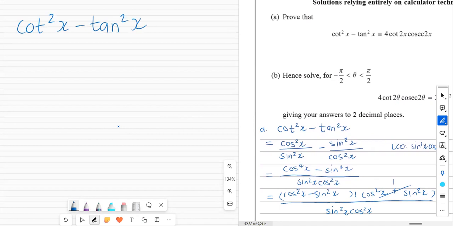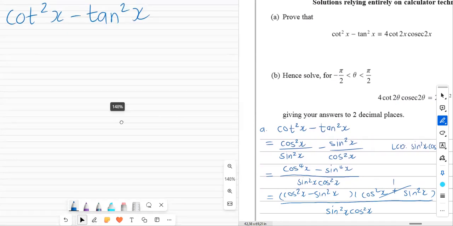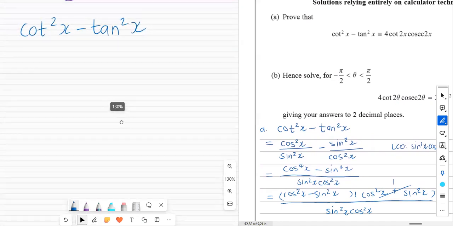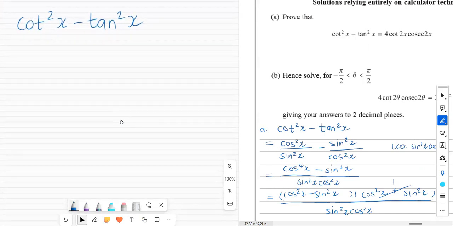So I usually set this out. This is my left-hand side, and we want it to look like the right-hand side. Sometimes you have to manipulate the right-hand side as well, but for now, we're just going to take a look at this left-hand side. So we have cot and tan. First step, make it into cos and sine. So cot is just cos over sine. And tan is sine over cos.